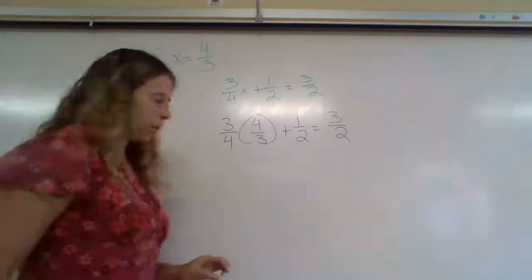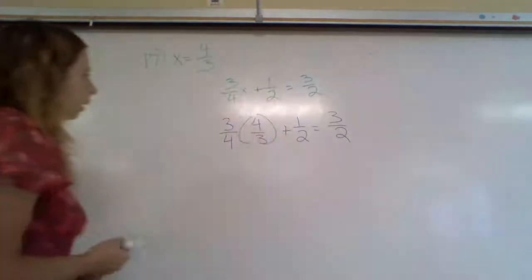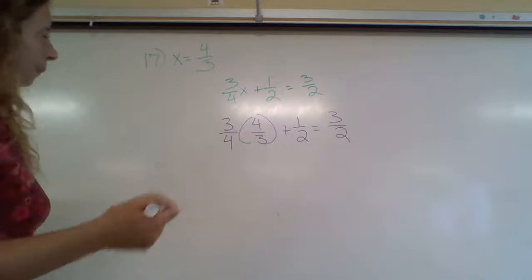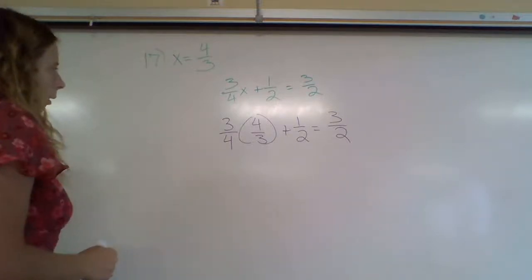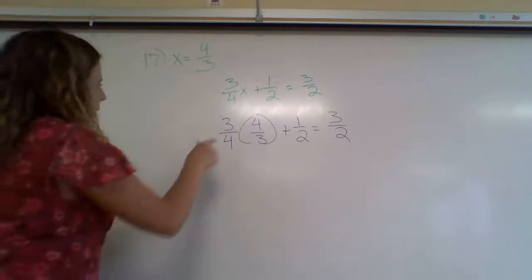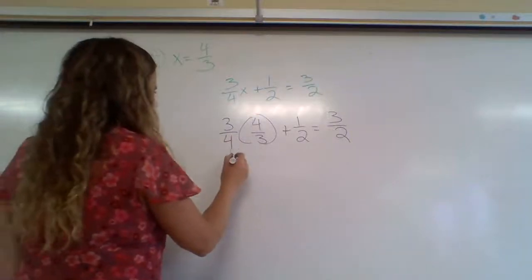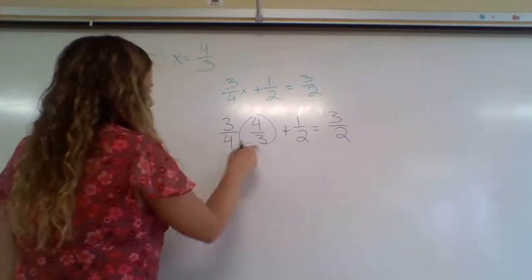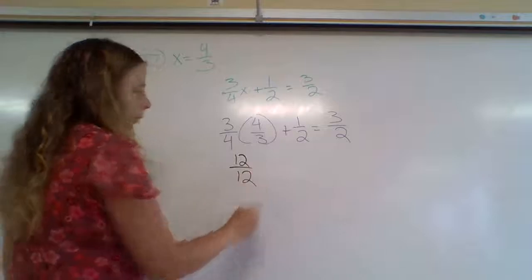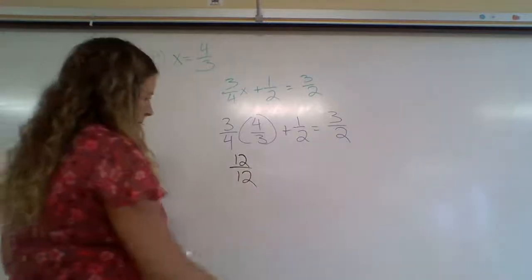So that was over there. So then, we'll just do it. So you're going to multiply straight across. 3 times 4 is 12. 4 times 3 is 12. So that's just 1.